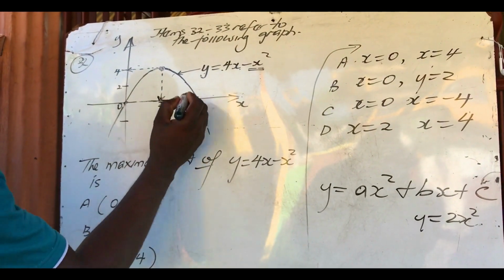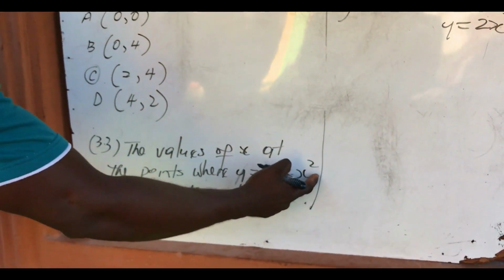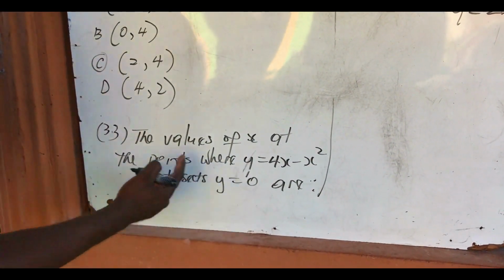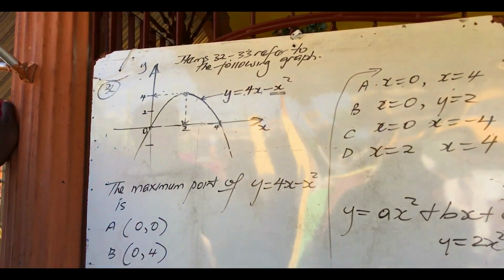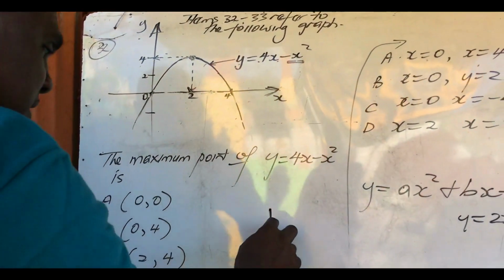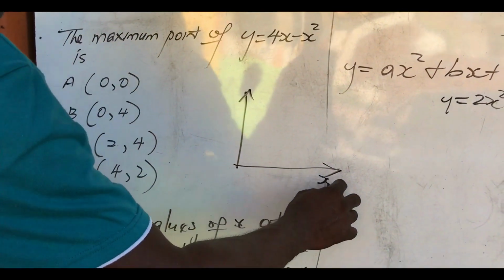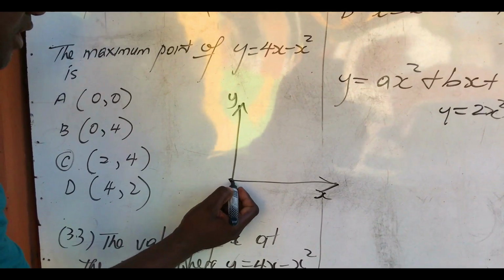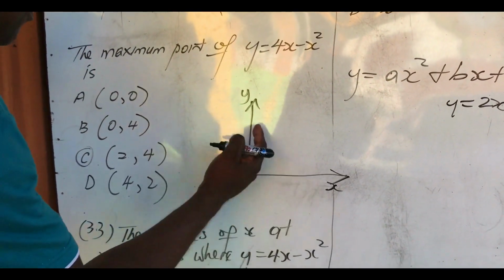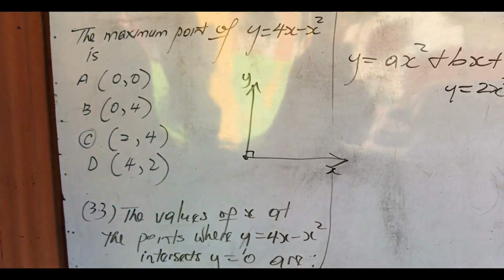Now what they are saying here is the values of x at the points where y equals 4x minus x squared intersects y equals 0. Now y equals 0 is actually a graph. Now let us look at y equals 0. Now we know that this is our x-axis. This is our y-axis. Right here is our origin. Now where the y-axis and the x-axis intersect, a right angle is formed.